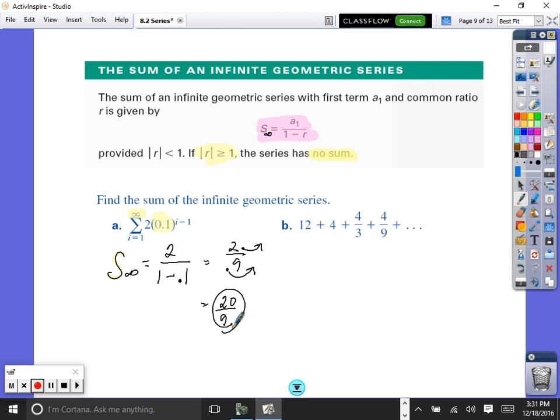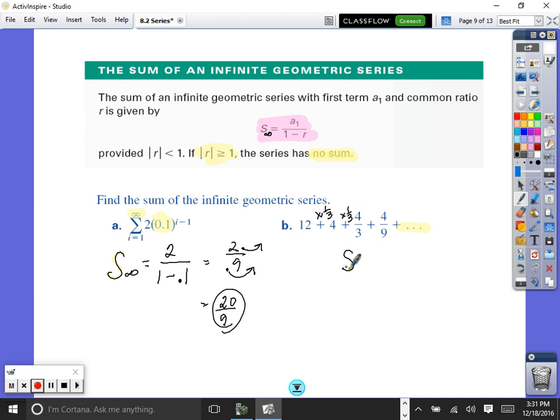Now let's check out the next one. I do see it's infinite. From 12 to 4 is multiplying by 1/3. 4 times 1/3 is giving me 4/3. So it is an infinite geometric.